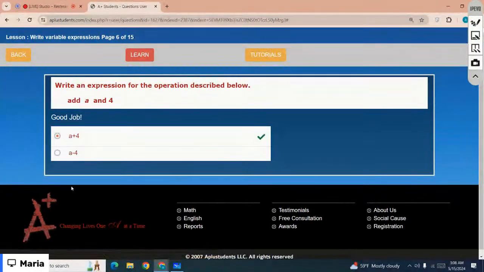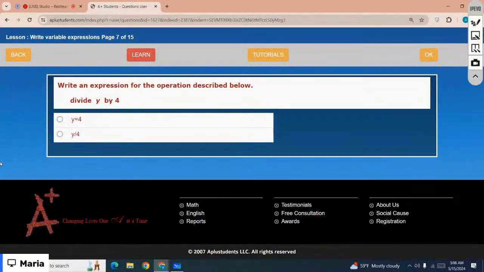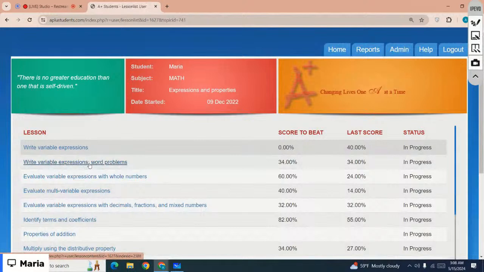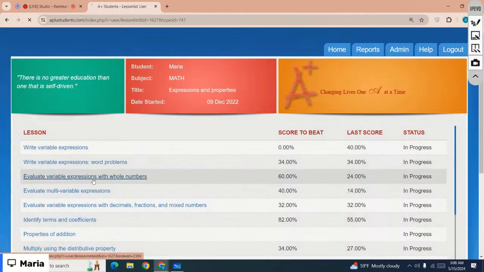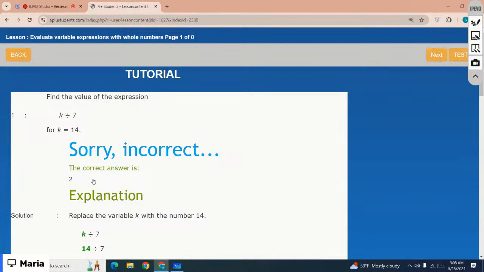Okay, you can complete the lesson by yourself today. Let me just move on to the next lesson. You can do the word problems on your own. We're going to start with evaluate variable expressions with whole numbers. So let's just see how do we evaluate, right?